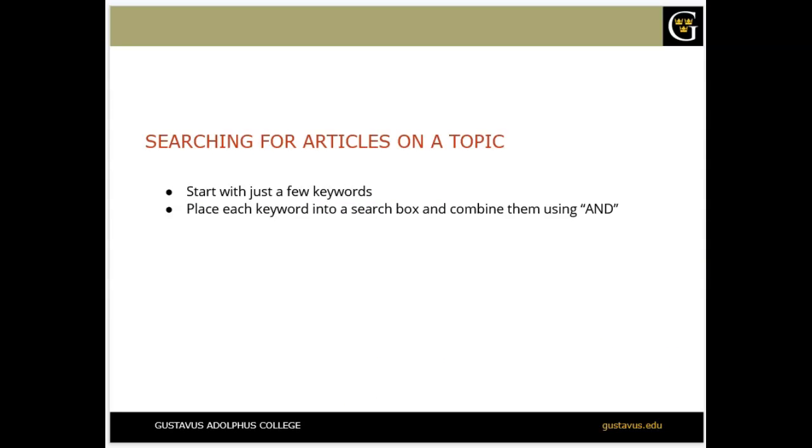When searching an article database, you'll get the best results by starting with just a few keywords, and then you can make your search broader or more specific later on if you need to. Place each keyword or concept from your question into a search box and combine them using AND.